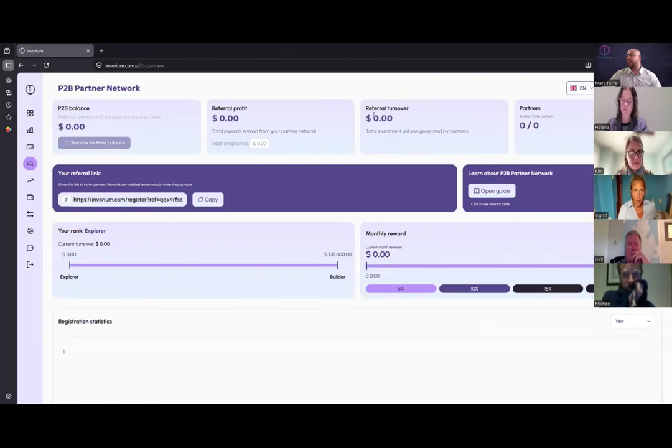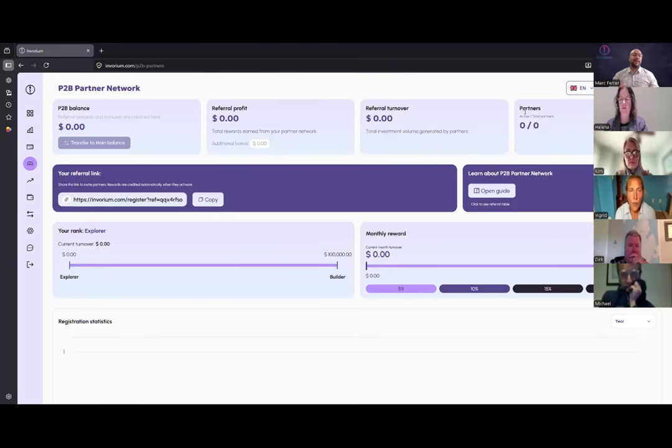Also, we have the referral profit and referral turnover. Here you see the general picture, how much profit the network has brought you and what volume of capital it has generated as a whole. These are those very figures that show the real scale of your work. If you go lower, you can see your referral link. You can copy it in only one click, and it is your main tool for inviting new participants into the ecosystem. Also, on the right side, you can see the partners.